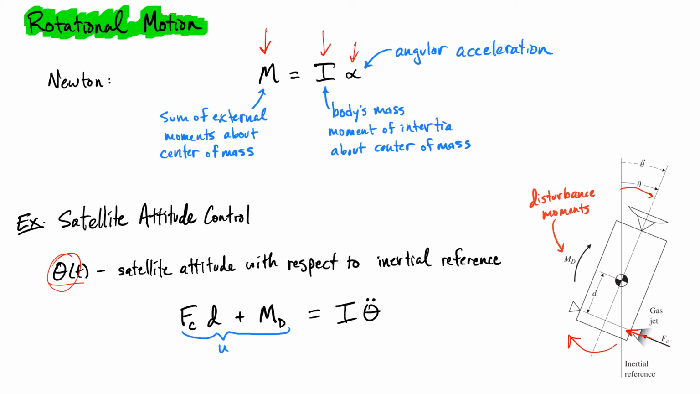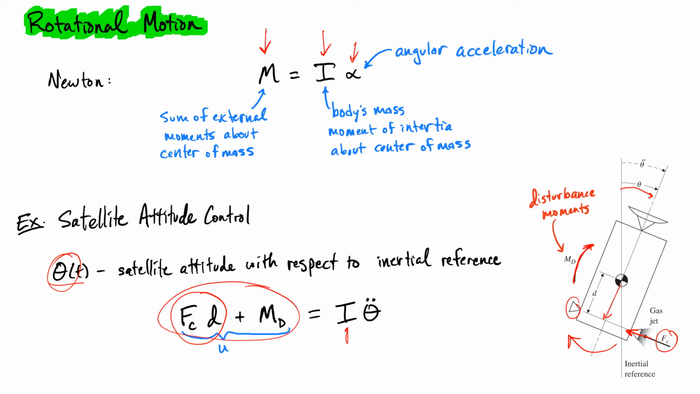And so the way that you would identify that moment is simply that force applied at that distance. The force multiplied by that distance gives you the moment. And then you could also have some other moments that could be due to other gas jets or, for example, in this case, some sort of disturbance moment, and that would also add to it. And so this combined would then be your combined moments.